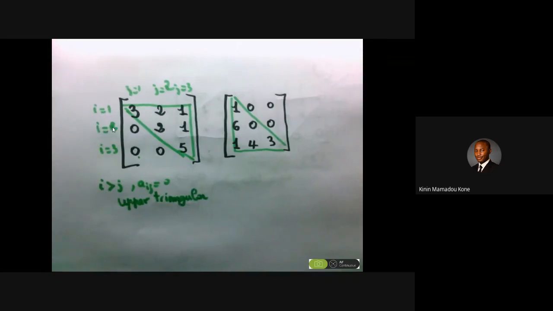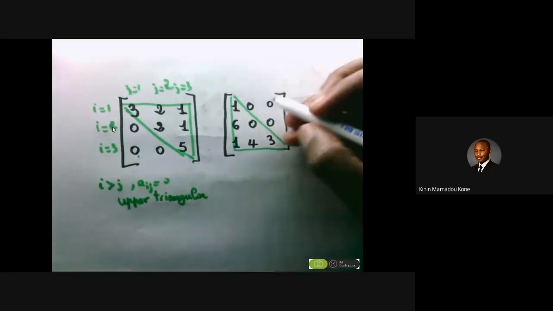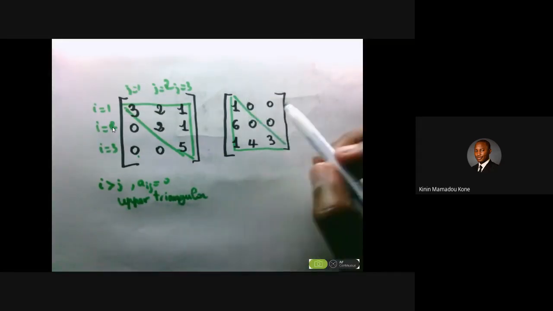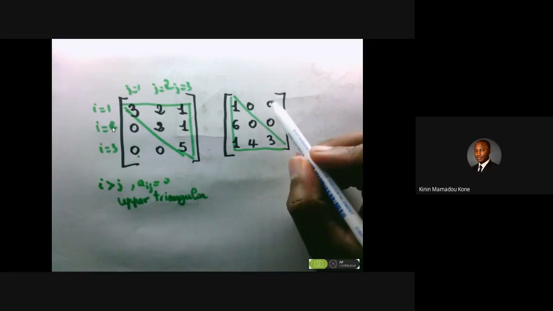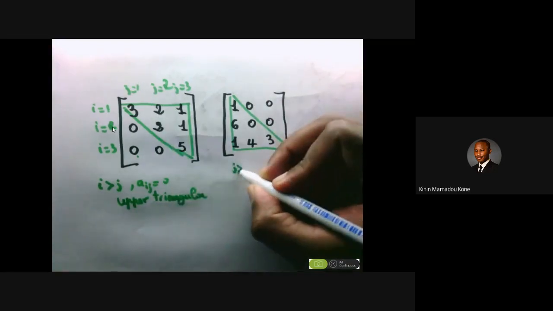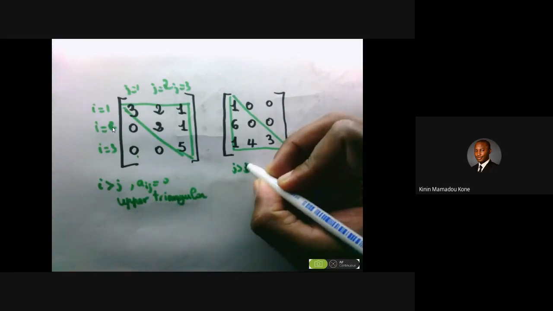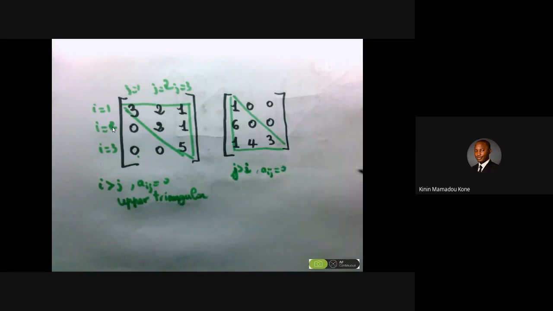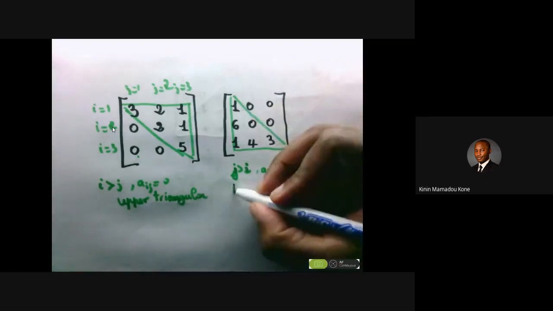And here we are dealing with a lower triangular matrix. As we can see, the ij entries are all equal to 0 when j is greater than i. When j is greater than i, we obtain aij entries equal to 0. Here we are dealing with a lower triangular matrix.